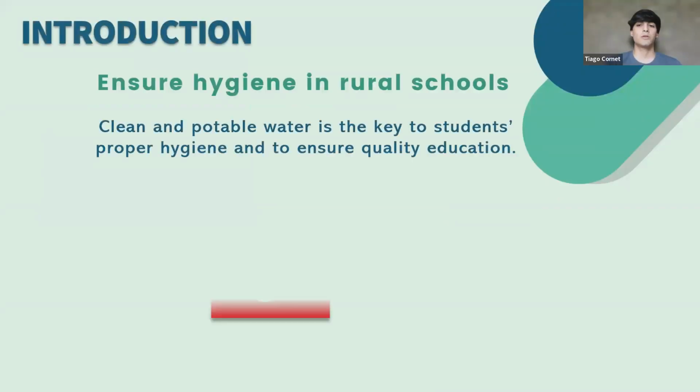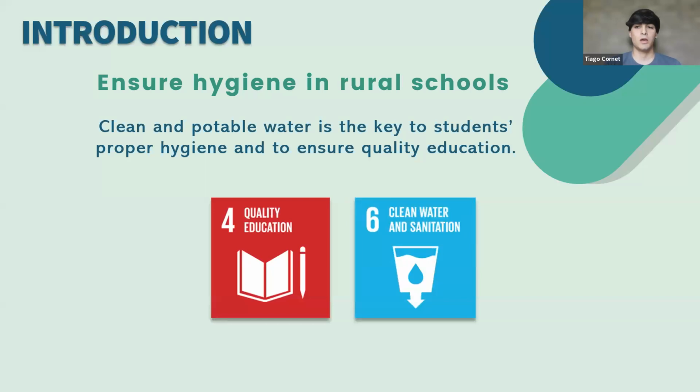It is a well-known fact that basic education is important to improve people's lives, as well as jobs and tertiary education opportunities. However, in rural areas, these objectives are affected by the lack of water in schools.